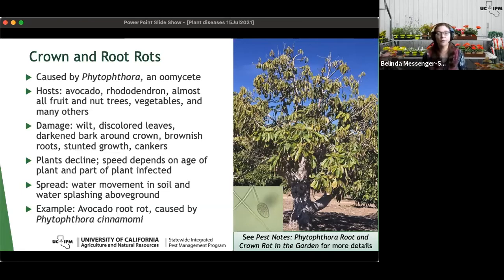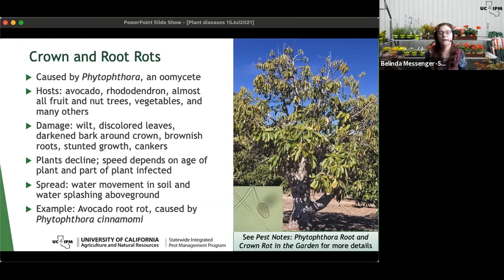Phytophthora can cause root and crown rot on many plants, including avocado, rhododendron, almost all fruit and nut trees, and vegetables. Sudden oak death is also caused by Phytophthora. The name Phytophthora is from the Greek and it means plant destroyer. The host list for this disease is very long. Lots and lots of plants are susceptible.